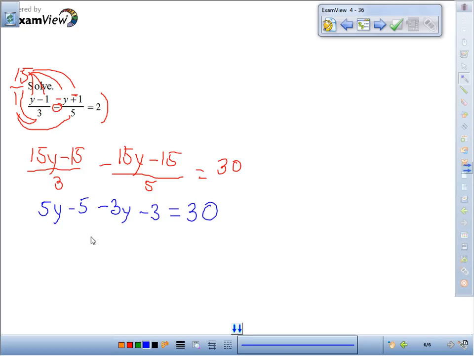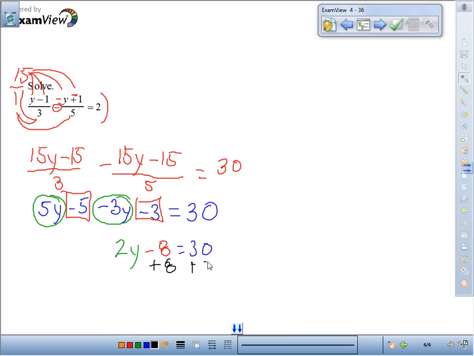Let's look at this. Can we simplify this side of the equation? Yes, combine like terms. We have 5y minus 3y. What does that give us? 2y. How about negative 5 and negative 3? Negative 8, and I bring down the equal to 30. From here, what do we do to solve? Add 8 to each side. We're left with 2y equals 38, and our last step, we divide by 2, y equals 19.